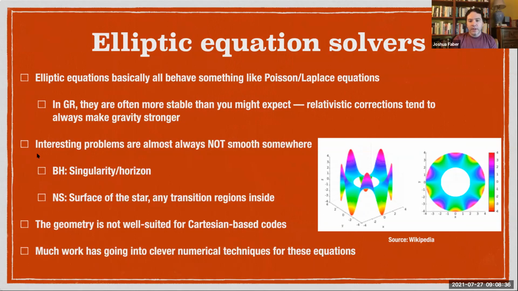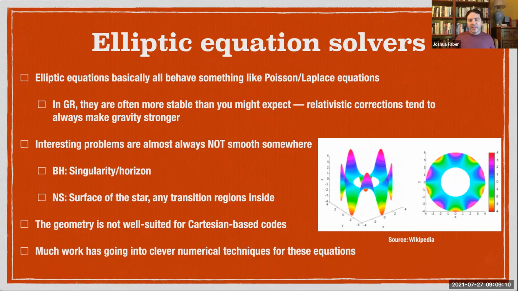So yeah, two slides ago, I actually did a bit of a bait and switch on everybody, and I want to apologize for that now. I talked about elliptic equation solvers and just said, oh, you solve an elliptic equation without actually mentioning how you solve an elliptic equation. So elliptic equations, in some sense, all behave something like Poisson equations or Laplace equations, sometimes with some more complicated terms in there, but at heart, that's their underlying structure.